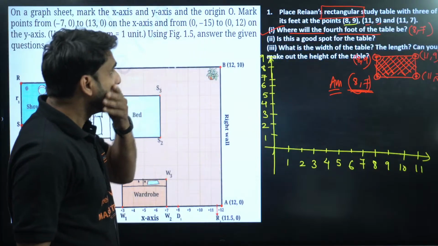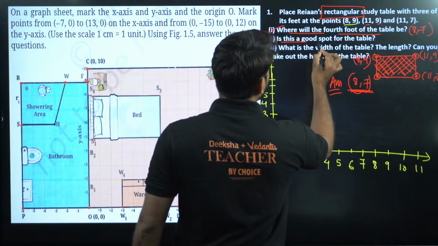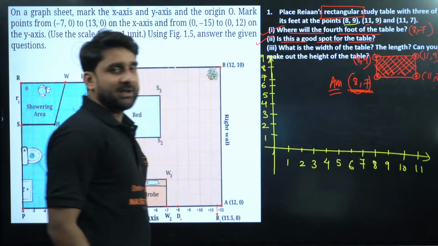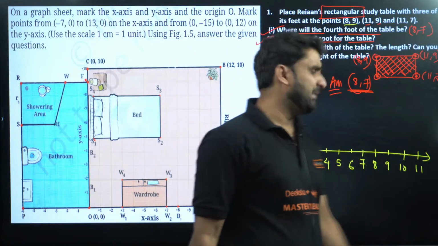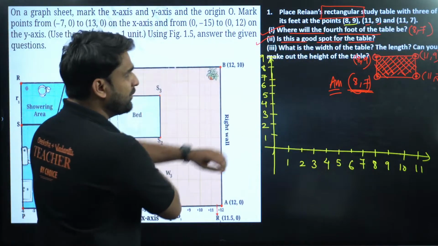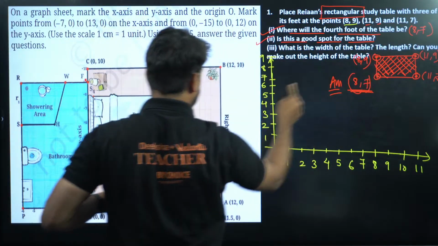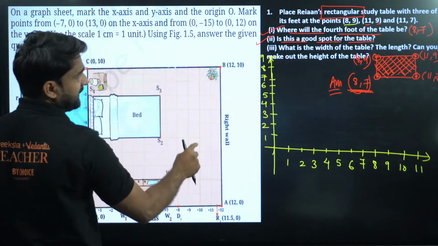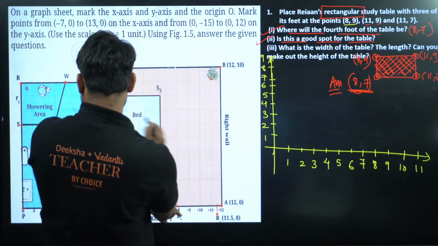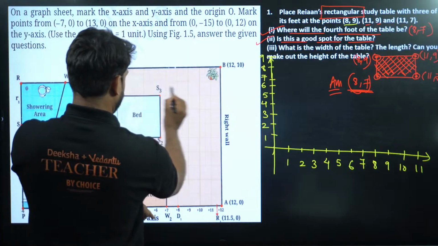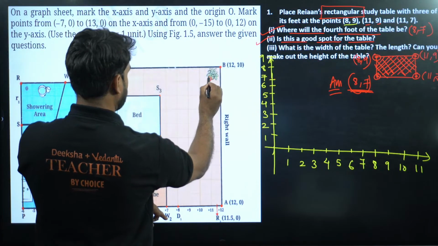Okay, now moving to the next. The next question is: is this a good spot for the table? So let's find out. Yes, of course it will be a good spot. Why? Listen, champions. If you place the table here, at 11, 9, the point will lie there. This is 11, 9 here.